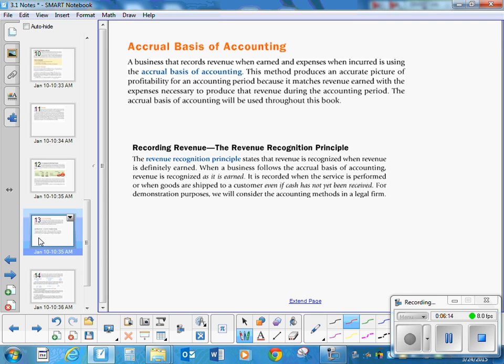We don't talk a lot about this, but the accrual basis of accounting just means that when your transaction happens is when you record it into your accounts. Cash basis is when you don't record your accounting records until you're actually receiving cash. For Accounting 10, we will be using the accrual basis of accounting. The revenue recognition principle is the same thing: it says that when you earn your money is when you're going to record it into your accounting records.